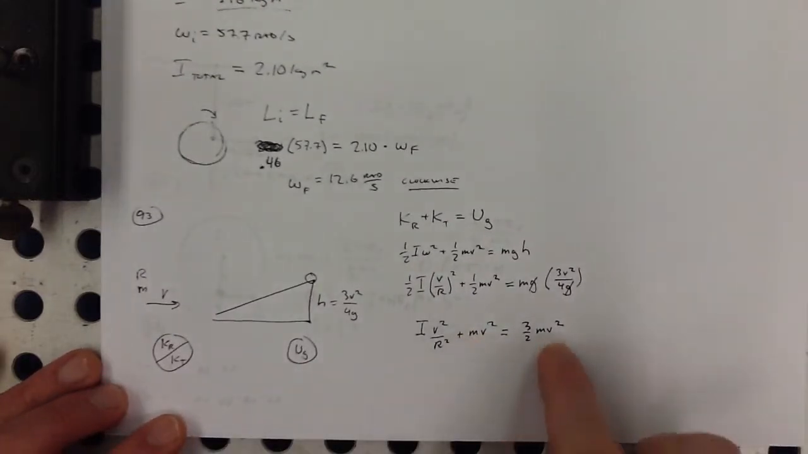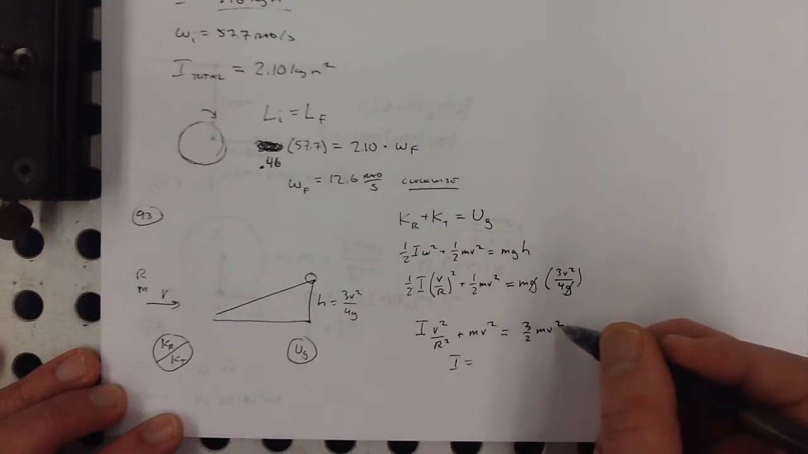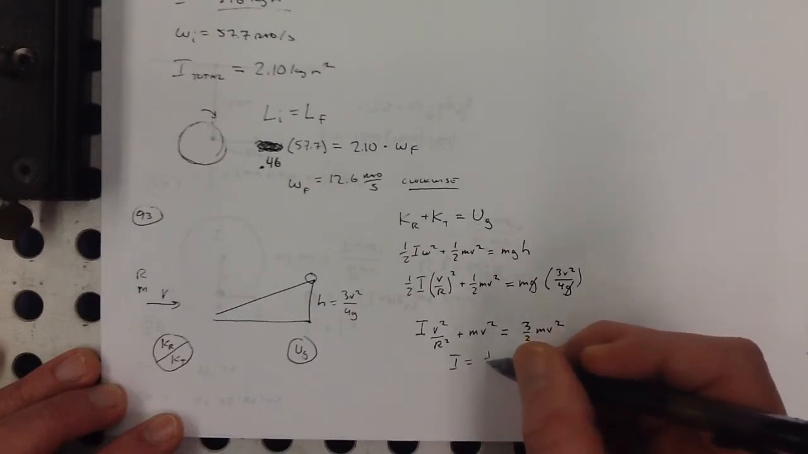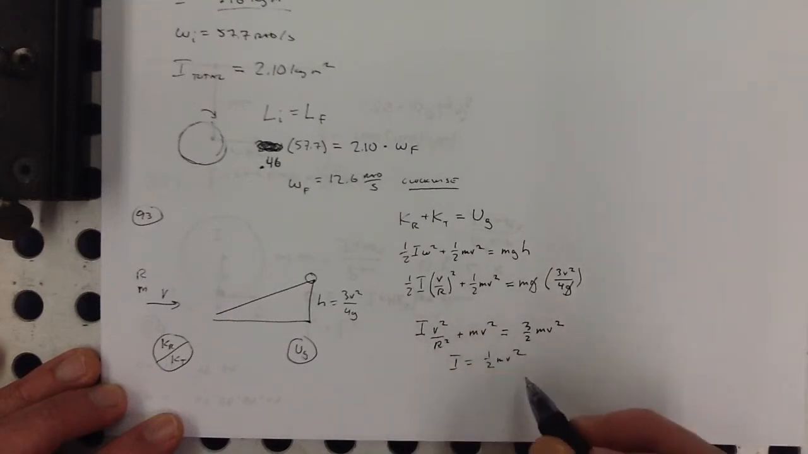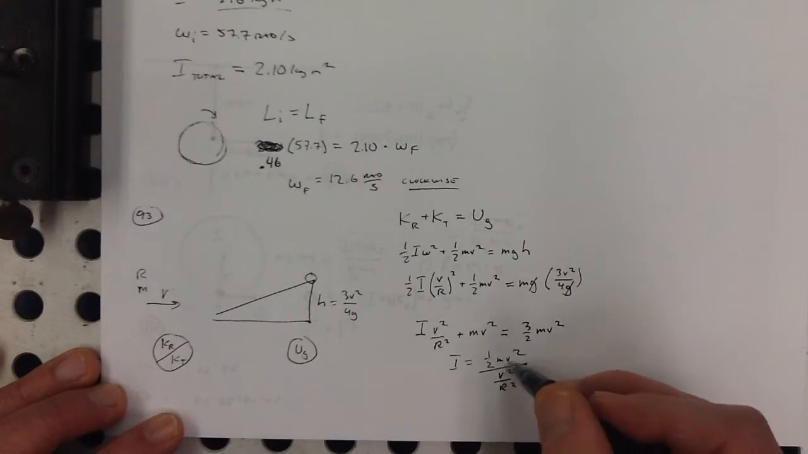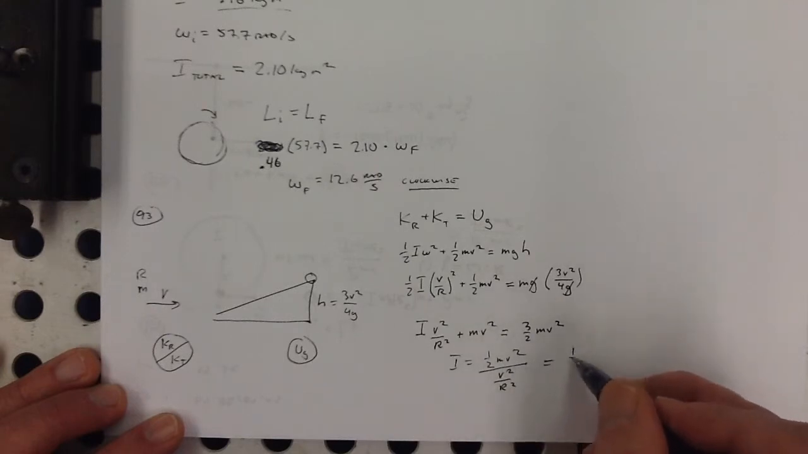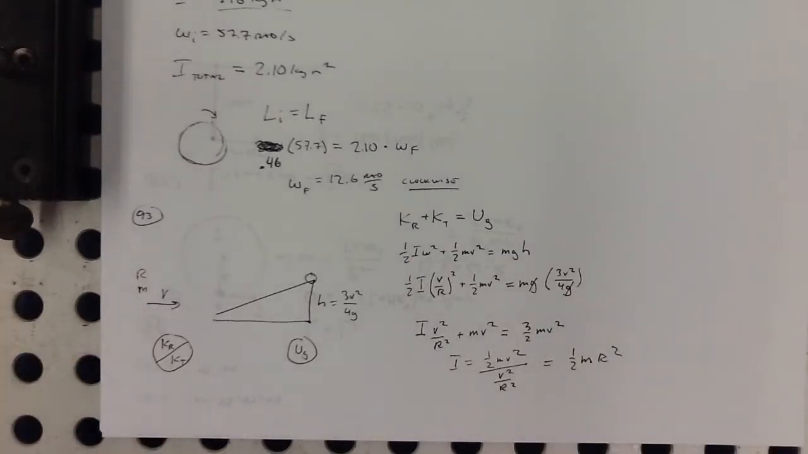Right, so I can subtract this over to the other side, and I is equal to 3/2 mv squared minus mv squared is 1/2 mv squared, and then divide by v squared over r squared. Dividing by a fraction is the same as multiplying by the reciprocal. The v squareds cancel out, and we get 1/2 mr squared, which is just the kind of answer we would hope to get for a rotational inertia.